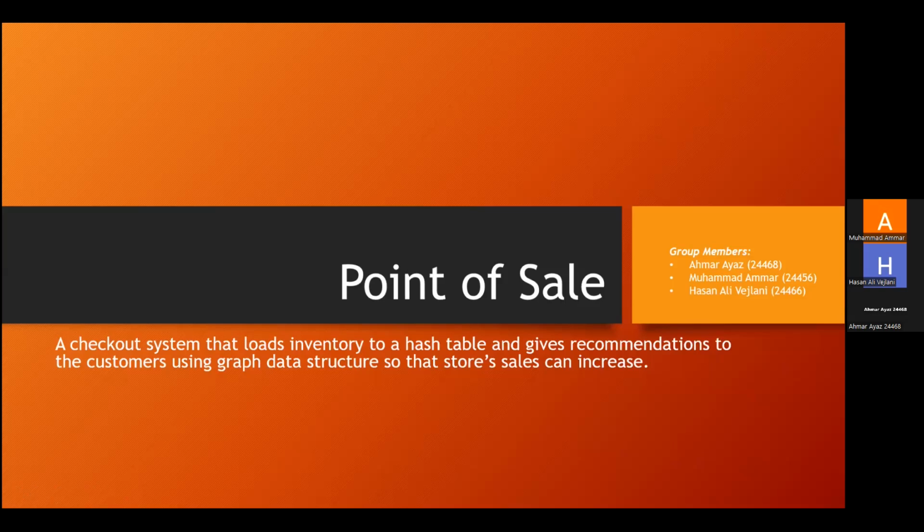So Point of Sale is a checkout system that loads inventory to a hash table and gives recommendations to the customers based on the graph structure, which is created according to historic customer purchases.